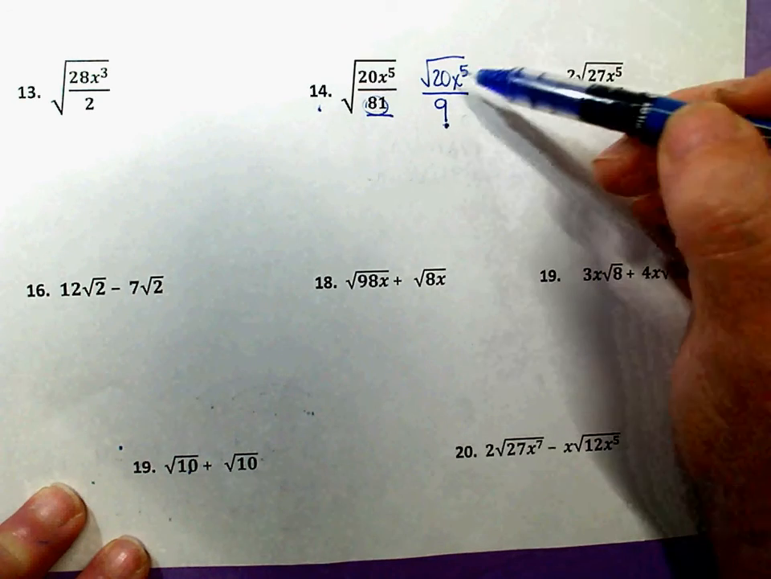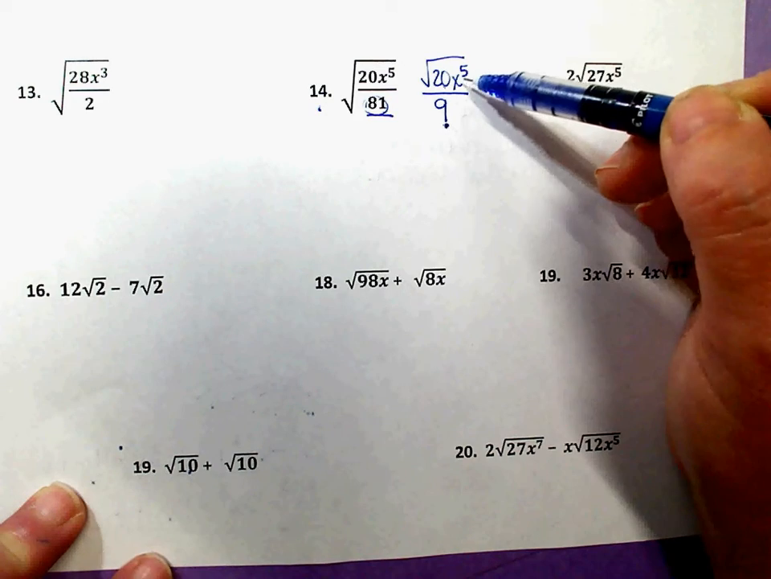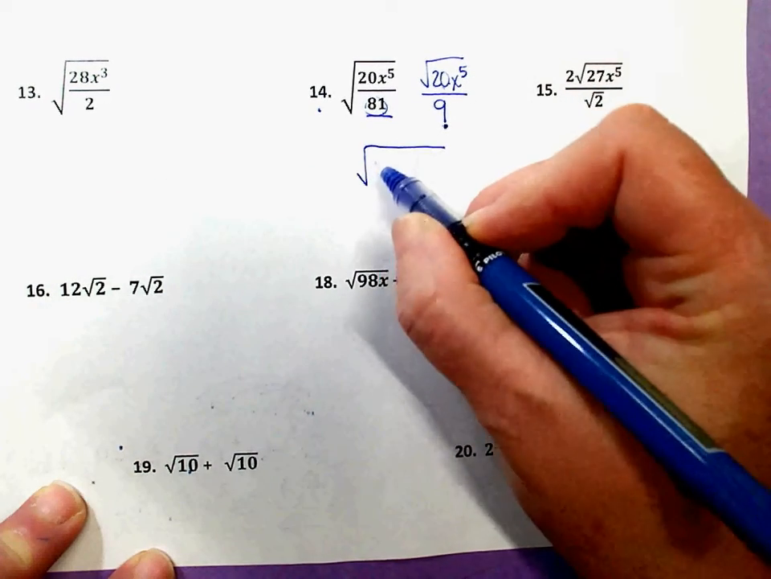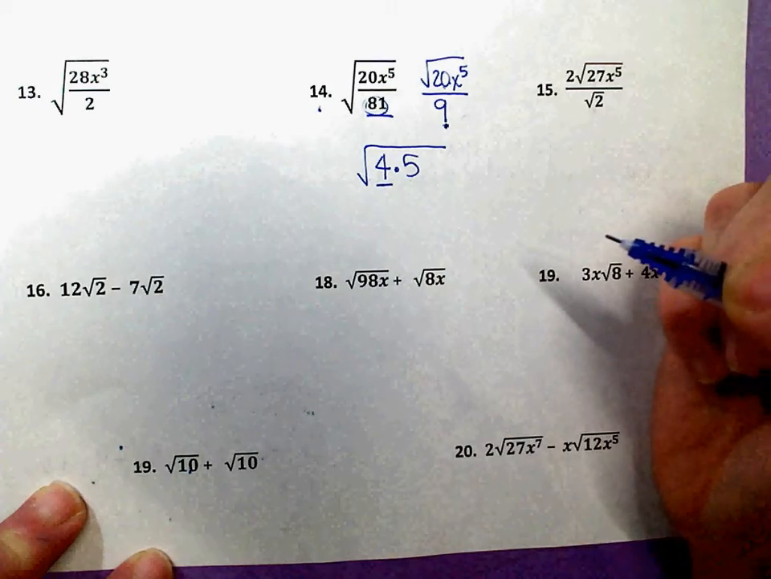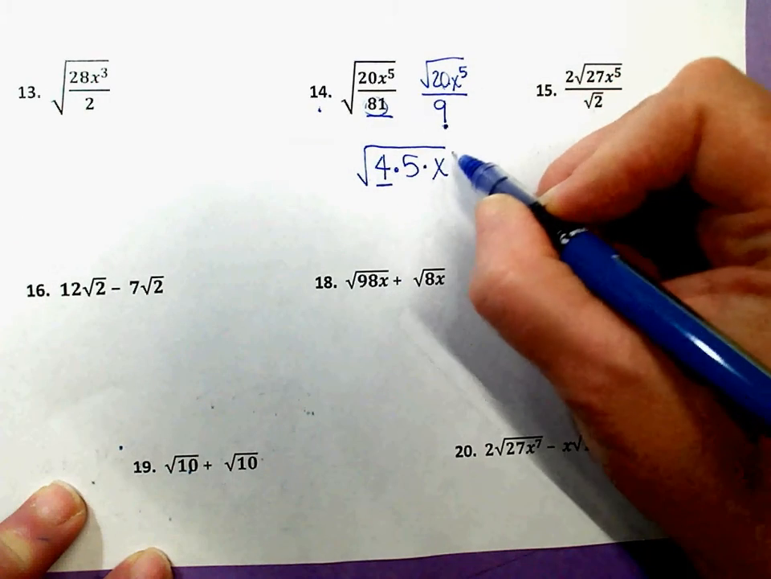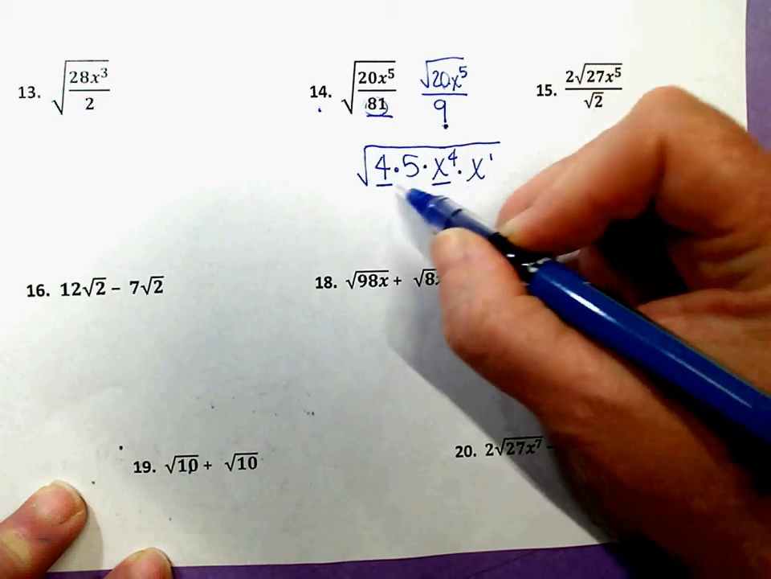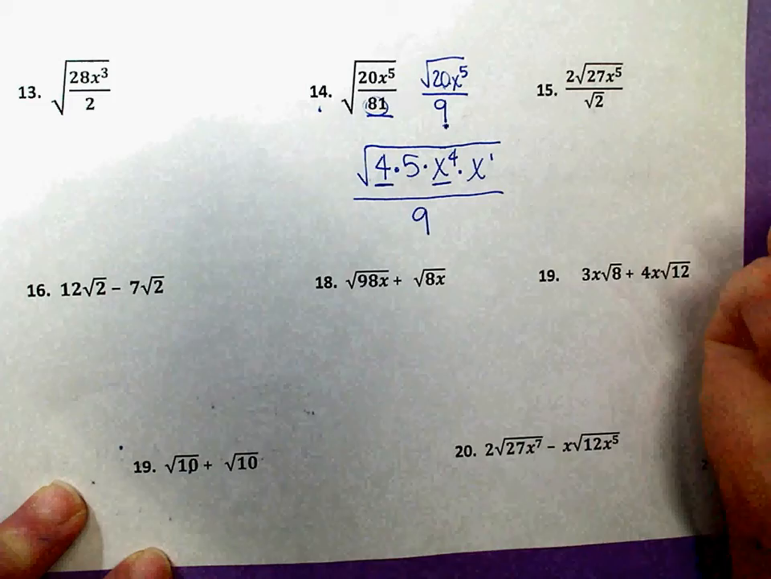All I need to do now is see if I can break down the stuff under the radical sign up here. So 20 is not a perfect square, but it breaks down into 4 times 5, and the 4 is a perfect square that I can take to the outside. X to the 5th breaks apart into 4 x's with one more x, and the x to the 4th will move out. Don't forget about the 9 that you still have on the bottom.